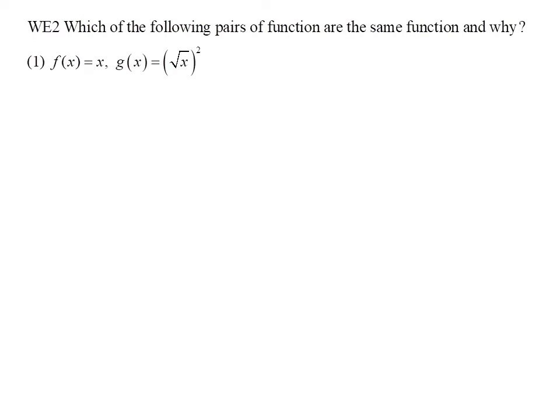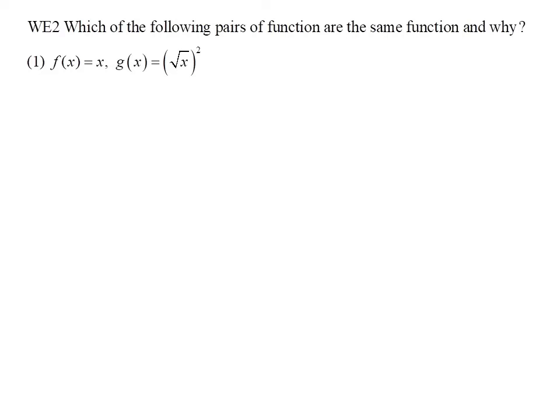For the first question, f(x) equals x while g(x) equals the square root of x squared. It looks like simplifying g(x), the square root and the square index can be cancelled. It becomes g(x) equals x, which is the same as f(x).